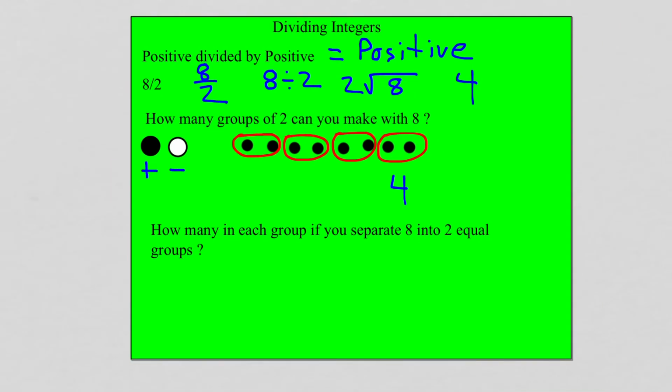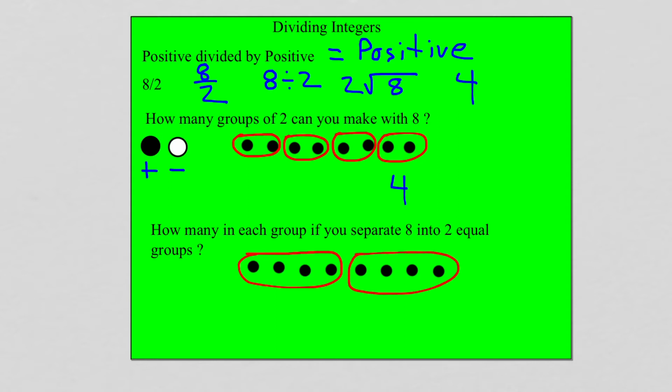Another way we can think of this is how many are in each group if you separate 8 into 2 equal-sized groups. So let's do the same thing. Let's make 8 again. Now let's separate them into 2 equal-sized groups, chopping them in half. The question you ask yourself here is how many are in each group? There are 4 in each group. So that's 2 ways you can think of a division question.